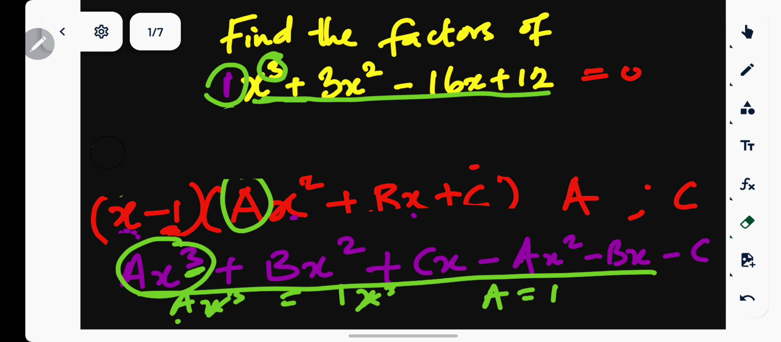Our b, we see that, okay, let me write this here. Our a is equal to 1. We are done. Our c first. B is a bit complicated, so leave it for now.